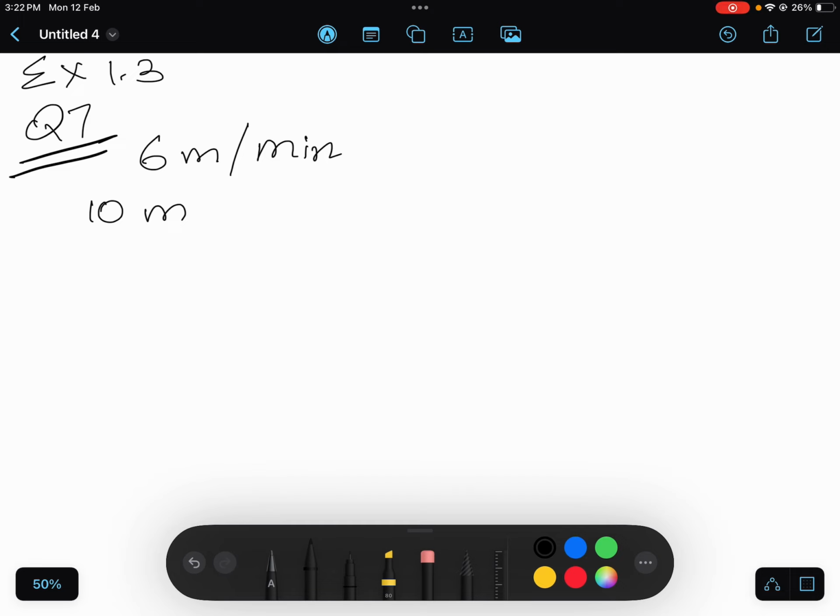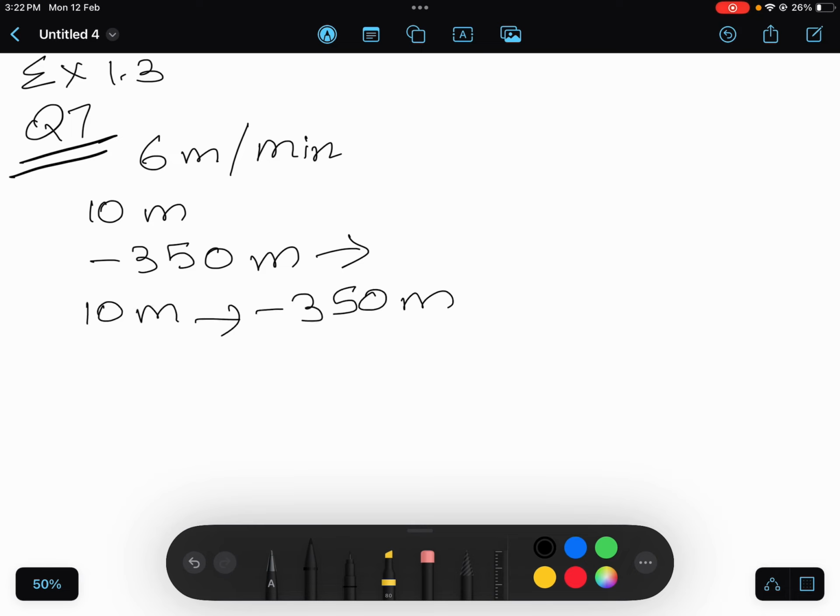They have asked how long will it take to reach minus 350 meters. So what is the time taken by the elevator to reach minus 350 meters? This is the question. So totally what is the distance it has to cover? From 10 meters, it has to go to minus 350 meters. It means a total of minus 360 meters it has to go. The elevator has to descend down.